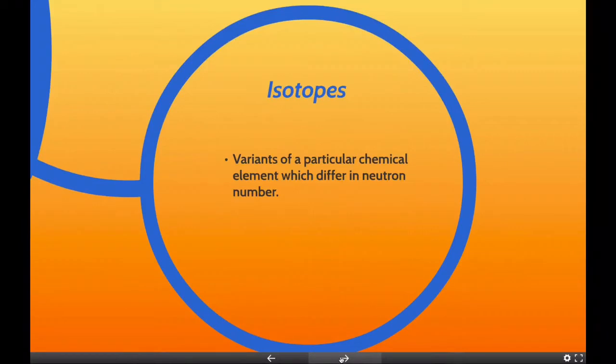Isotopes are variants of a particular chemical element which differ in neutron number. All isotopes of a given element have the same number of protons in each atom. The meaning behind the name is that different isotopes of a single element occupy the same position on the periodic table.